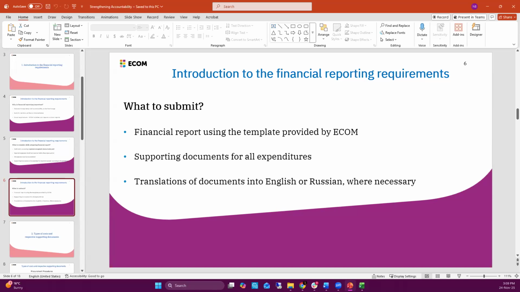And as said before, translations into English or Russian are required where necessary, because this helps us understand what is written inside the document if it's in a different language, to ensure its credibility and compliance with the reported expense. Please note that even if you had no expense during the reporting period, you still must submit a so-called zero report. This means that the report will be empty, but you still need to submit it.